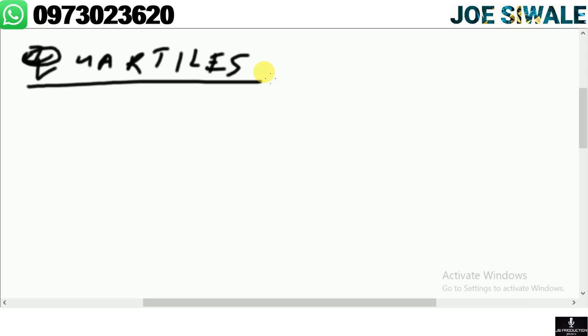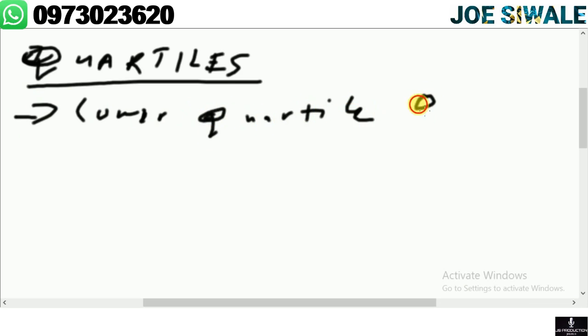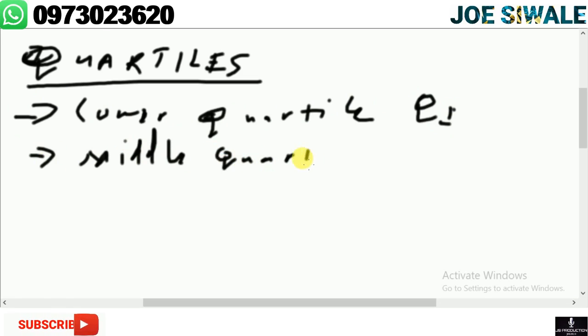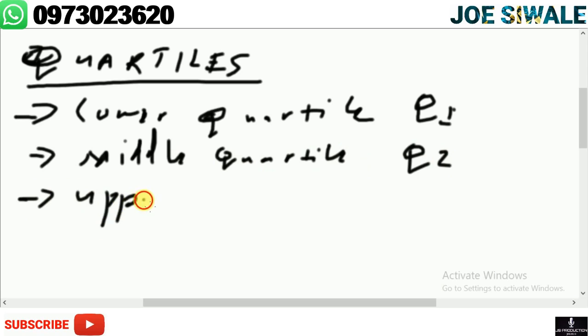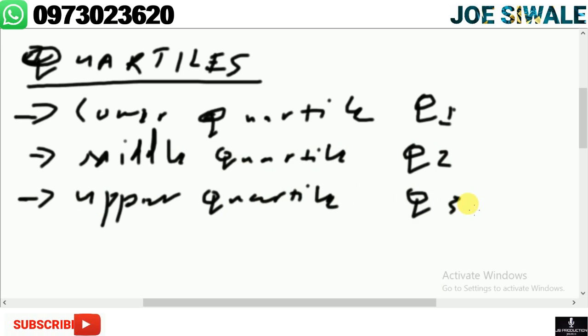So let us look at them. We have said we have the lower quartile, which is represented by Q1. Then we have the middle quartile, which is represented by Q2. We also have the upper quartile, which is represented by Q3. Let us look at some of the examples.